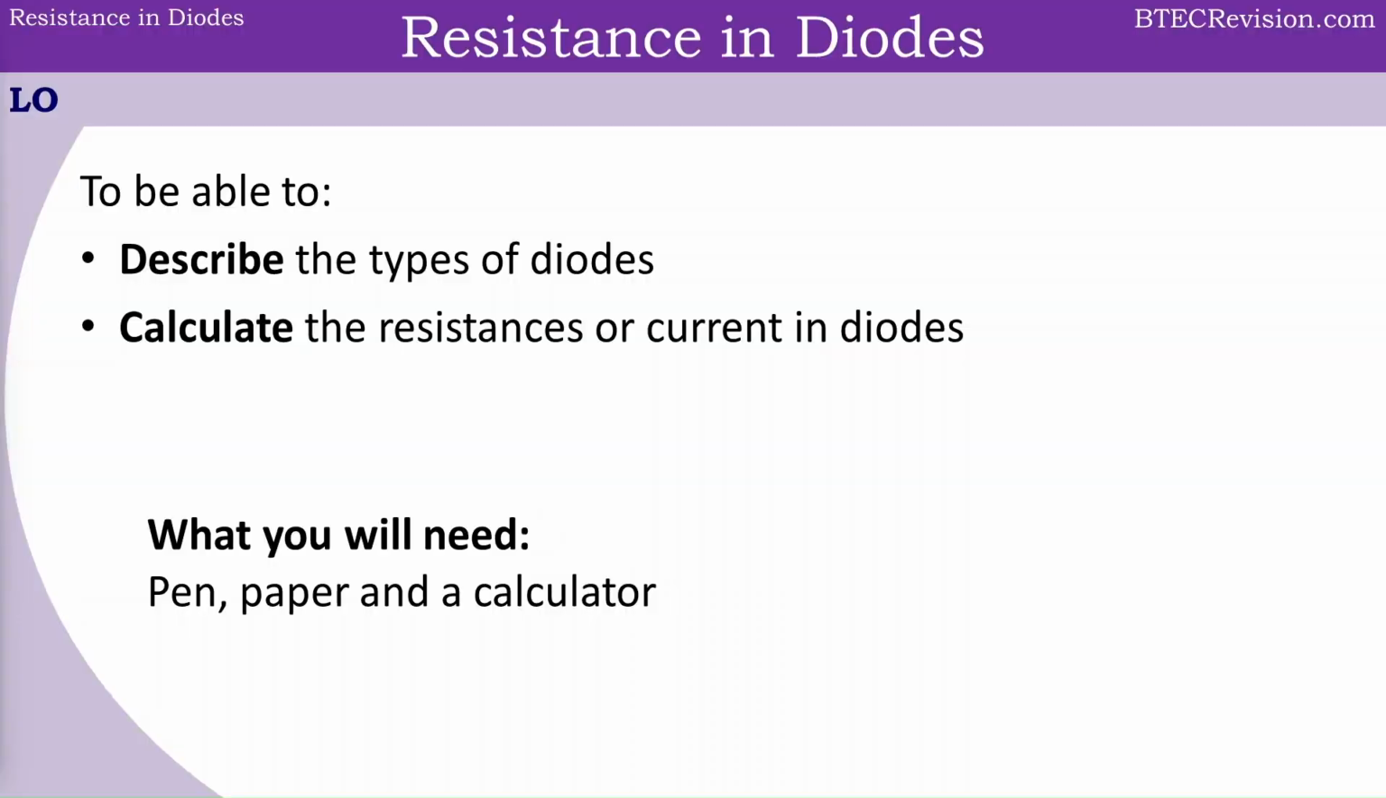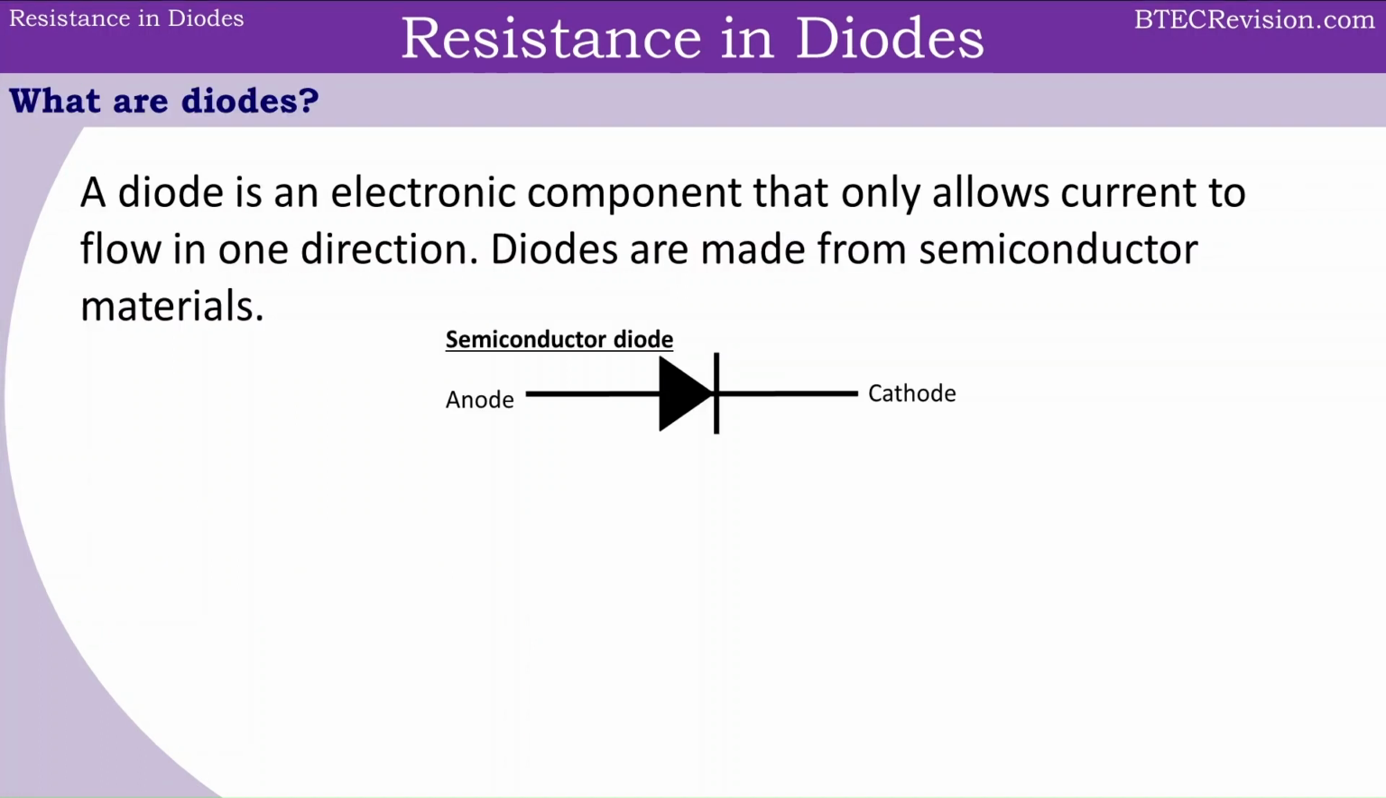Welcome to BTech Revision. In today's lesson, we're looking at resistance in diodes. By the end, we should be able to describe the types of diodes and calculate the resistances or current in diodes. What are diodes? A diode is an electric component that only allows current to flow in one direction.